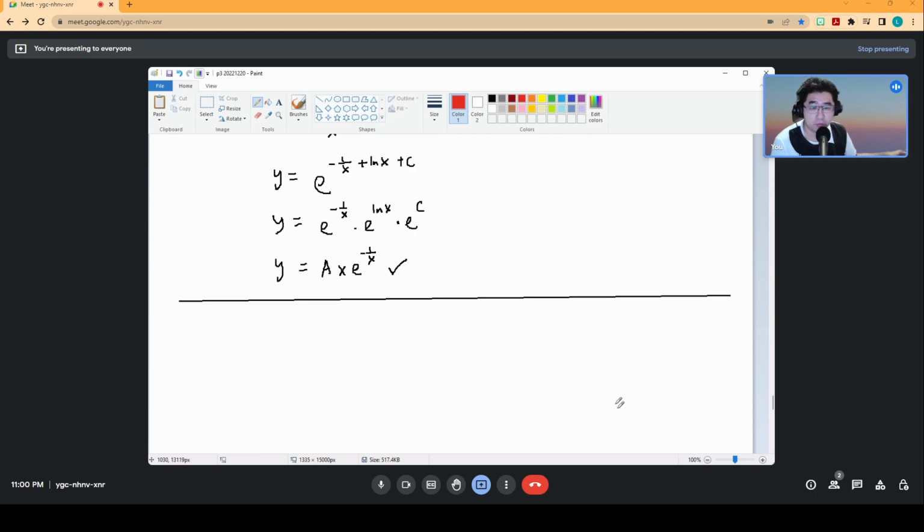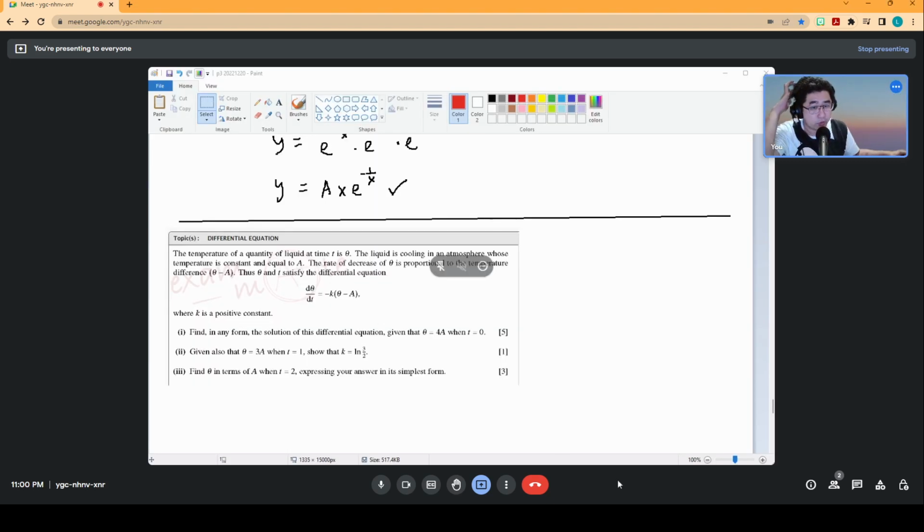Maybe I will give you some idea of what the chapter 7 questions look like. Let's look at some questions here, differential equations. Usually, differential equation questions appear as a story, so students need to know how to read the story.